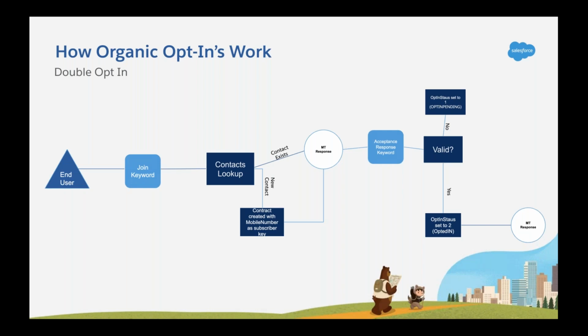For double opt-ins, it's more or less the same process, just with one extra step. The end user joins, we do the same contacts lookup, and then they'll get moved over to the acceptance response keyword off this empty response. This is where an end user will respond with a Y or a yes. We'll look and see if that's valid or not, and then from there either set that opt-in status to 2, or we'll leave them with an opt-in status of pending, or 1.